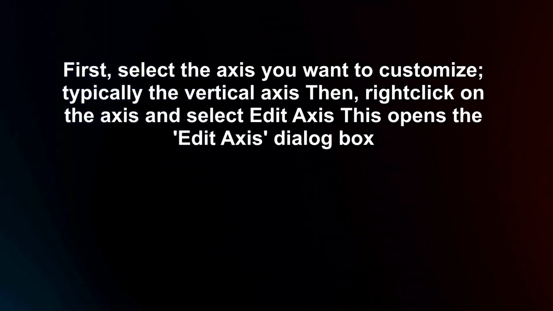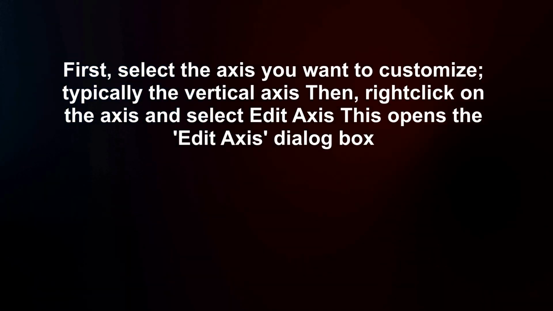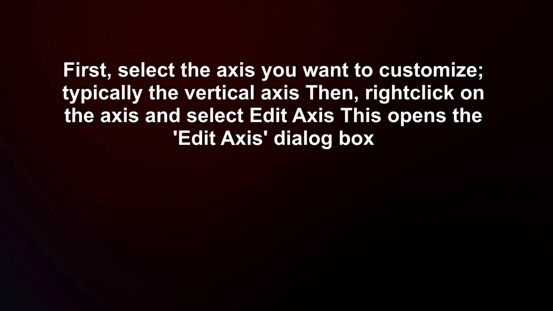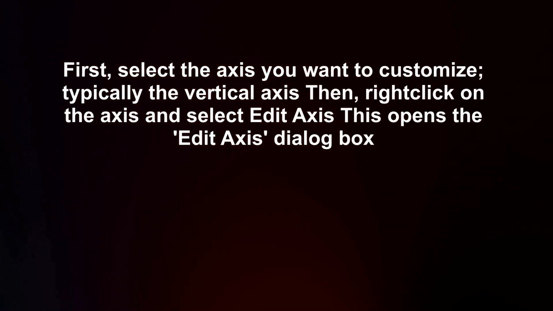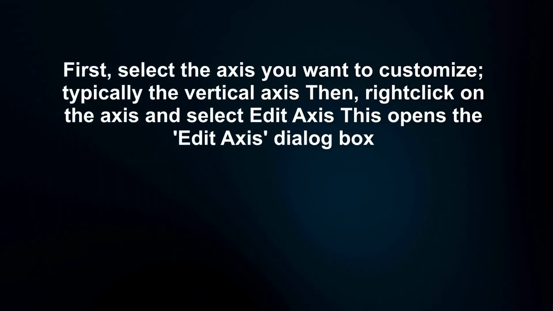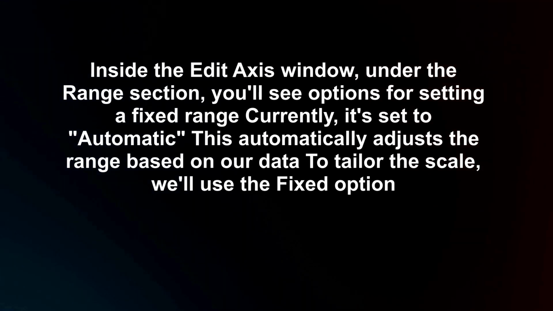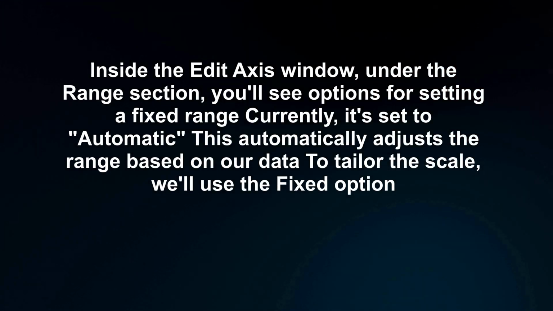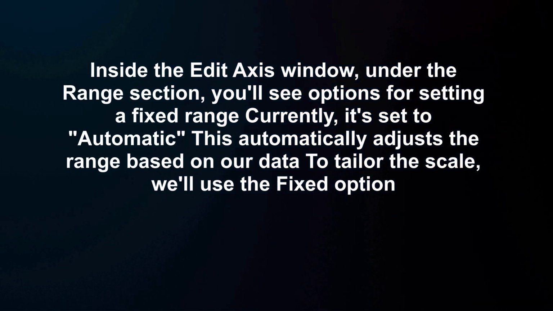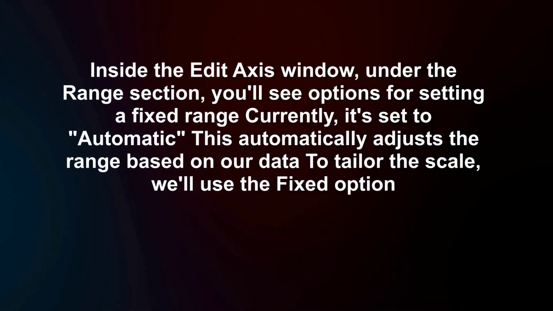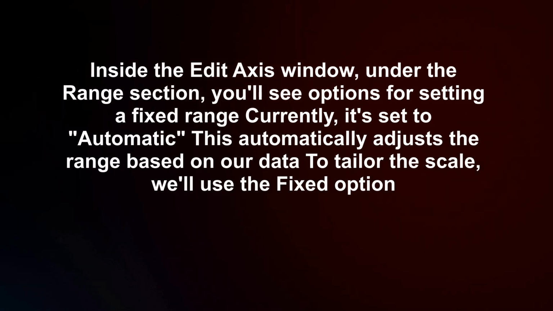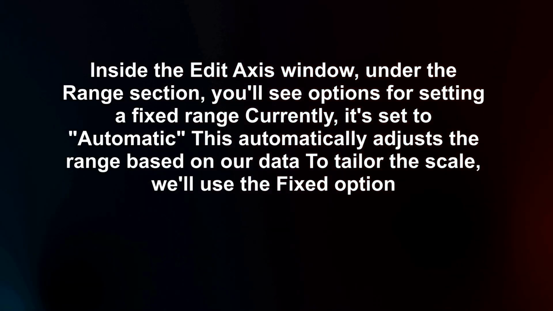First, select the axis you want to customize, typically the vertical axis. Then, right-click on the axis and select Edit Axis. This opens the Edit Axis dialog box. Inside the Edit Axis window, under the Range section, you'll see options for setting a fixed range. Currently, it's set to automatic. This automatically adjusts the range based on our data to tailor the scale.